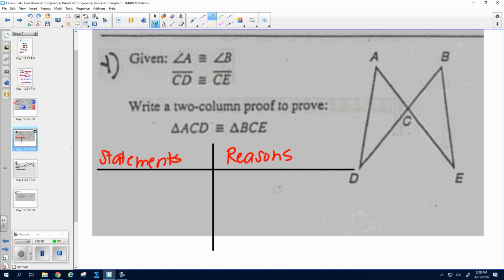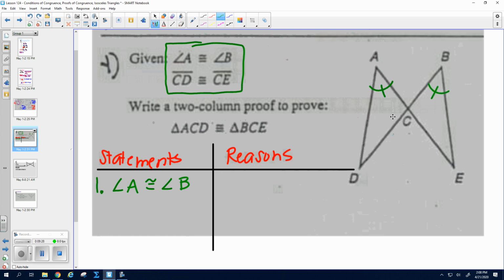Okay, you always rewrite the givens first. So the first thing I'm going to write, and I put a little step 1, is angle A is congruent to angle B. And I really want you to mark it on the picture because you want to see it. So angle A is this angle here, is congruent to angle B. So mark those congruent. And the reason for these first 2 is going to be given. Anything that's given, the reason is given.